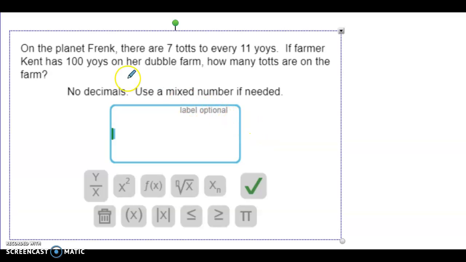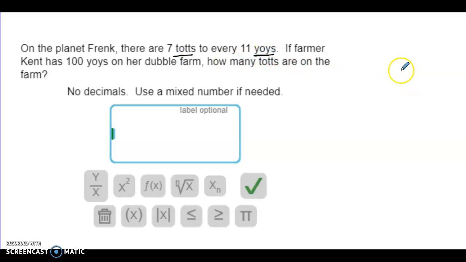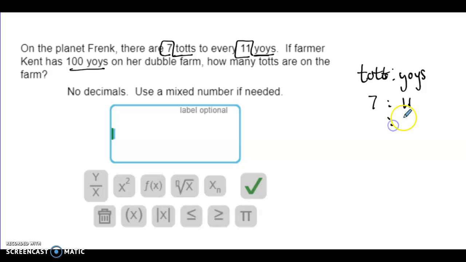Next example, again, on the planet Frank, there are 7 tots for every 11 yoys. Maybe you like writing your ratio in words as labels to a table. So you can certainly do this, tots to yoys. Here's the ratio, 7 to 11. So that's the first one, 7 tots to 11 yoys. If the farmer has 100 yoys, so 100 is going to go here. And how many tots are there on the farm? That's the question we're looking for.